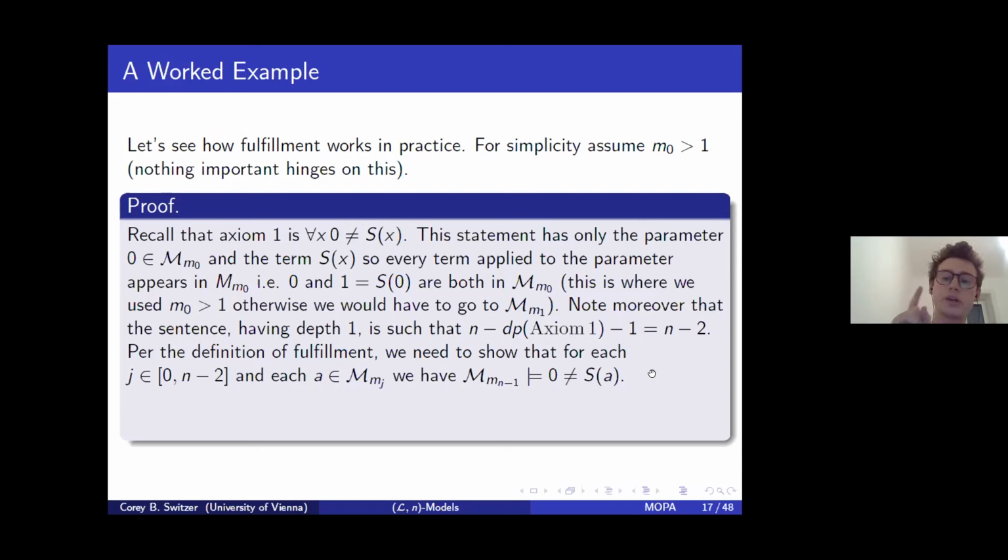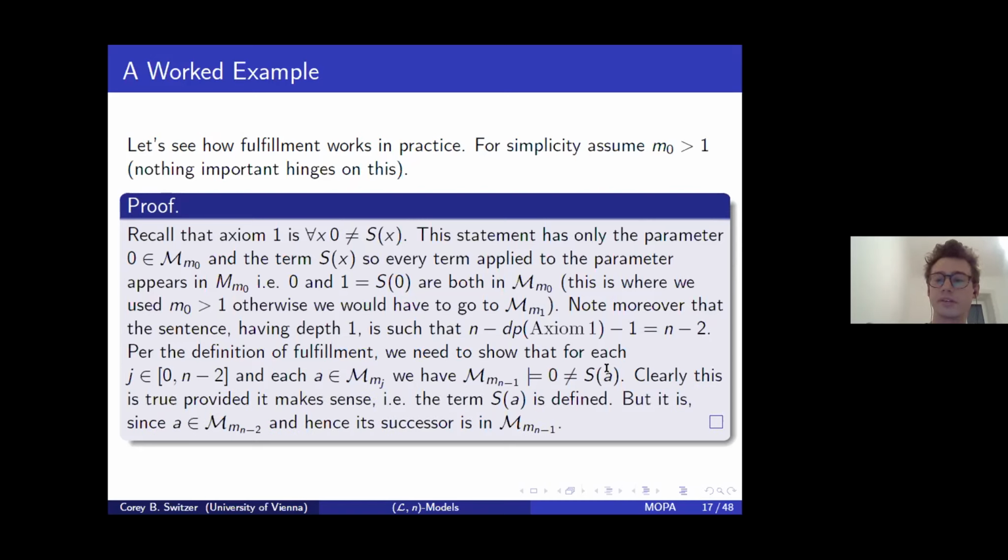That's obviously true if the top model defines the successor of a, right? And it does, because we picked a not from the top model. It came from at most n minus 2, the one before, which means that the successor is defined, and so it's true. Because m sub n minus 1 contains not only every element from m sub n minus 2, but also up to its square. So it's overkill, right? You need to get to the square for some of the other axioms.